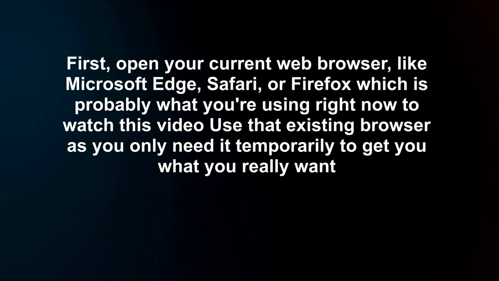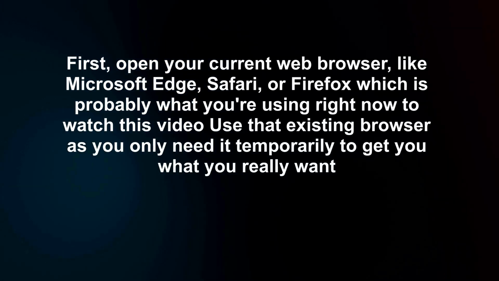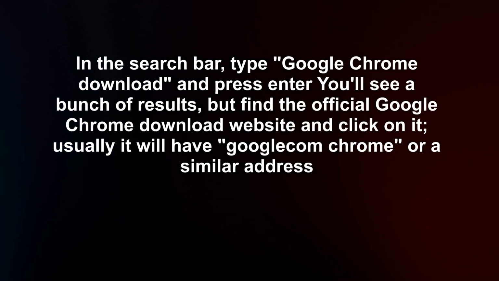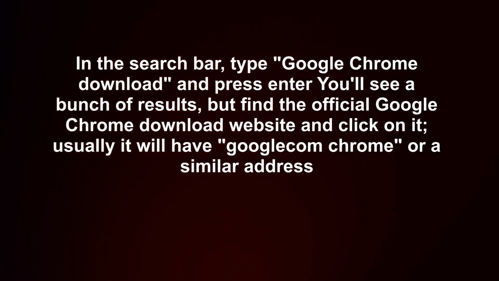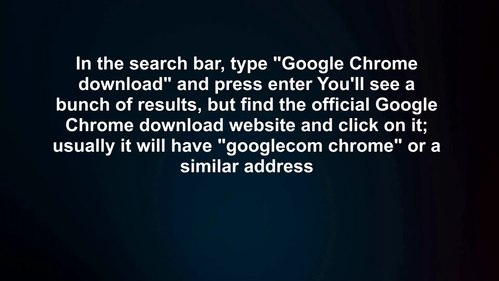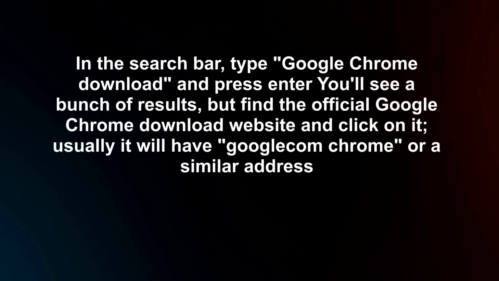to watch this video. Use that existing browser as you only need it temporarily to get you what you really want. In the search bar, type Google Chrome download and press enter. You'll see a bunch of results, but find the official Google Chrome download website and click on it. Usually it will have Google Chrome or a similar address.